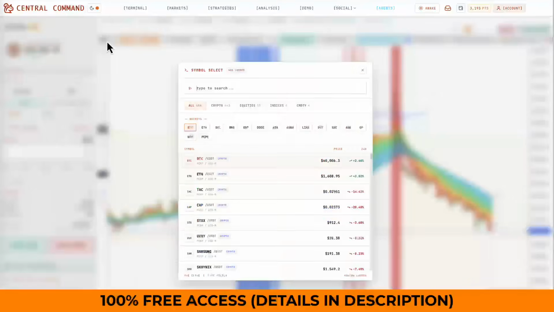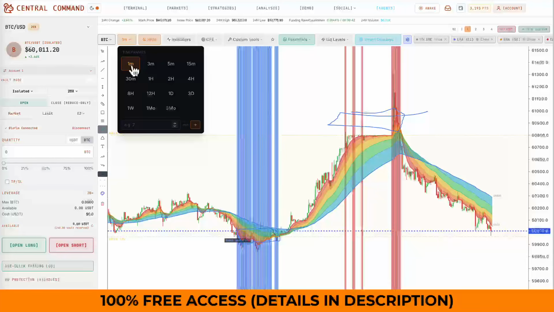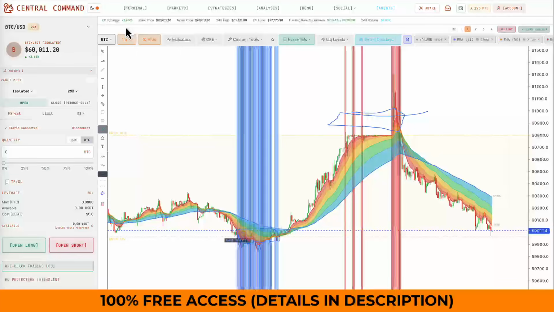And guys, this works on pretty much everything here. You can see it works on crypto, equities, indices, commodities, gold and silver, charts ranging from the 1 minute, like I just showed you, all the way up to the daily, the 3-day, the weekly.